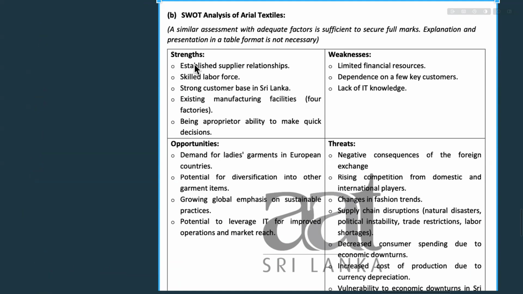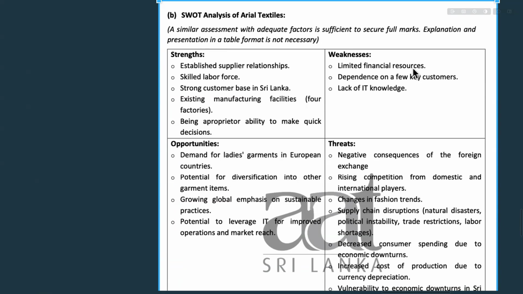Actually, they are making some mistakes here as well. Established supplier relationships: you can write that under opportunities as well, but it's better to write it under supplier relationships because companies keep the supplier relationship, even though they are external parties; companies put effort into the supplier relationship. So it is actually a strength. It means management values the relationship, and they have the skilled labor force, that is a strength. Strong customer base: they have created a strong customer base with their internal effort, so we can put that as a strength, no problem. And existing manufacturing facilities, there are 4 factories, that's a strength. And being a proprietor, ability to make quick decisions. Since they have sole proprietorship now, they can make quick decisions.